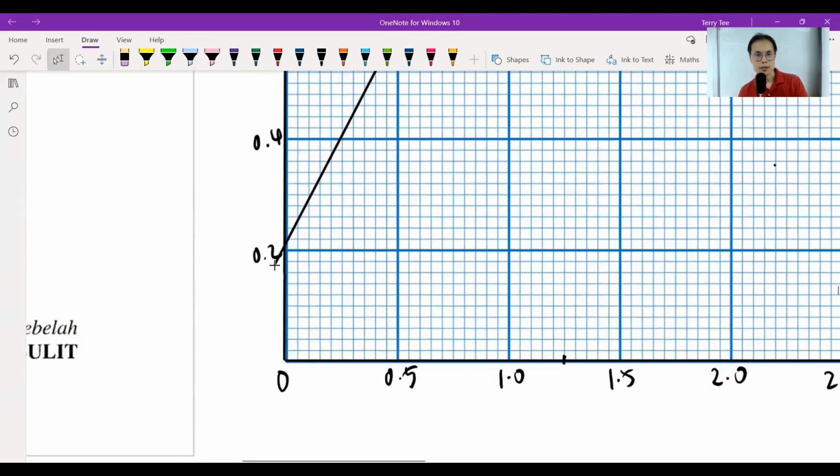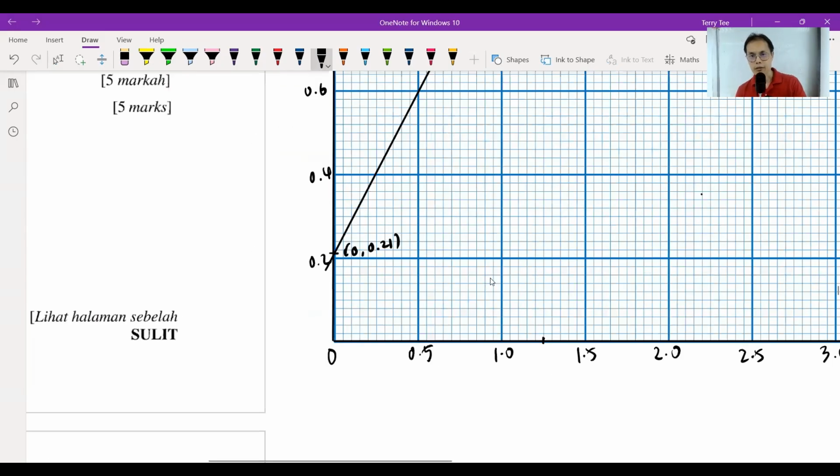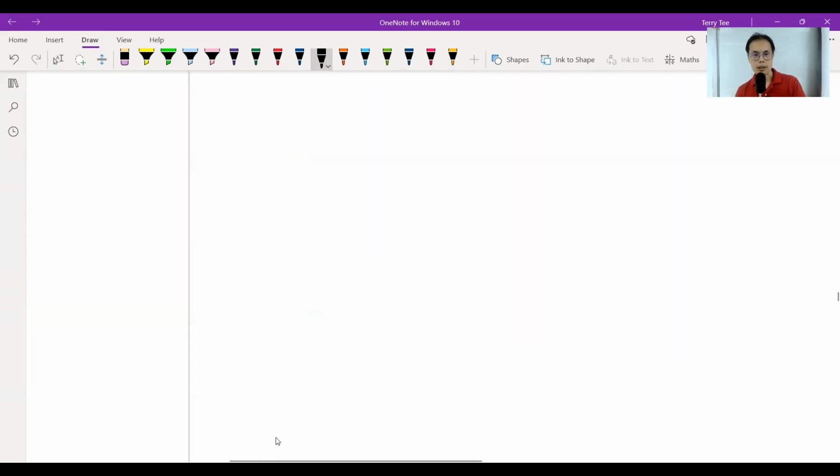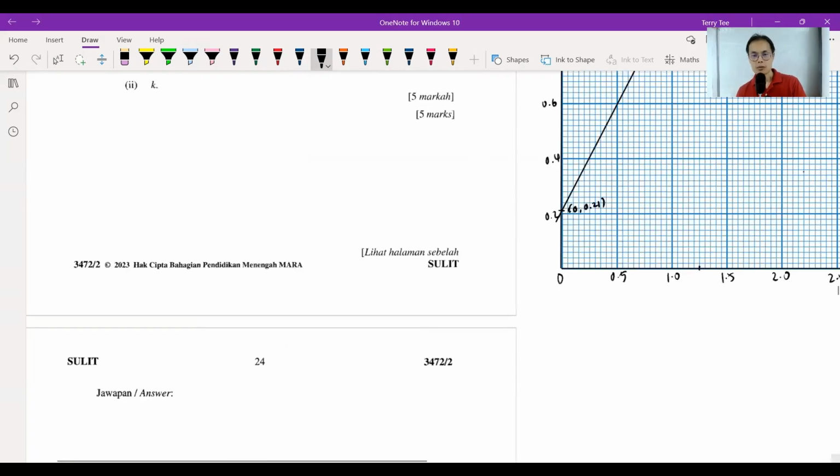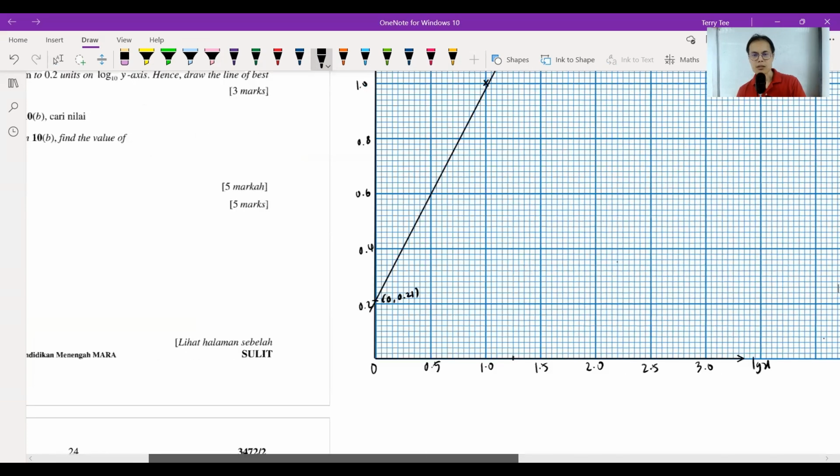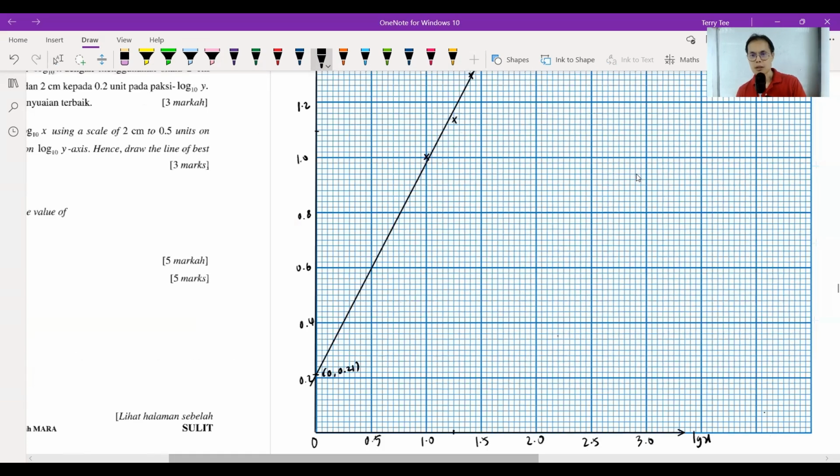So let me adjust it. There you go. This point here is in between 0.20 and 0.21, because I know from my calculator it is 0.21. Then I need to adjust this a bit. Let me look at it.